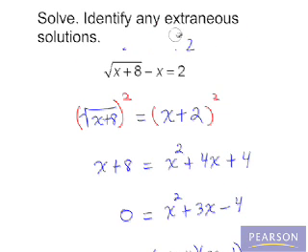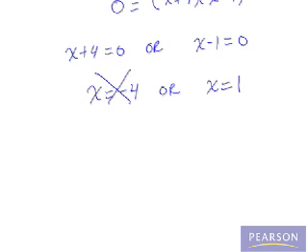Now we'll test 1. Substituting 1 into the original equation gives us 8 plus 1 is 9. Square root of 9 is 3. 3 minus x, x is 1, and that does equal 2. So that solution does work. So the only solution to this equation is x equals 1.